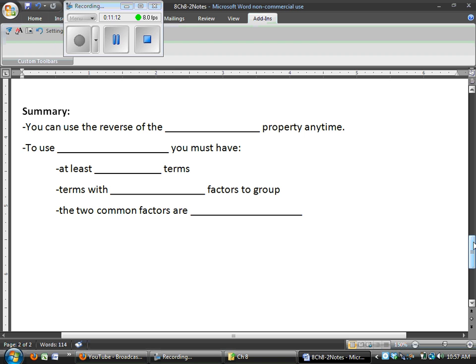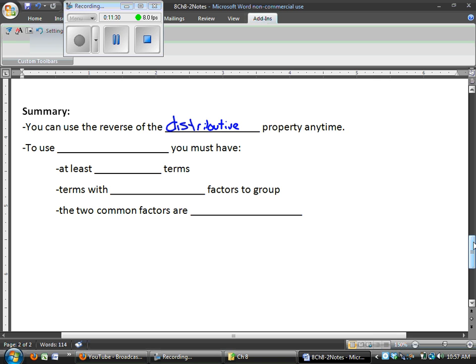You can use the reverse of the distributive property anytime. What I mean by that is you can use it on any number of terms, whether there's 2 terms, 3 terms, 4 terms, 5 terms, 6 terms, 100 terms. You can always use the reverse of the distributive property if there's something that every single term has in common.